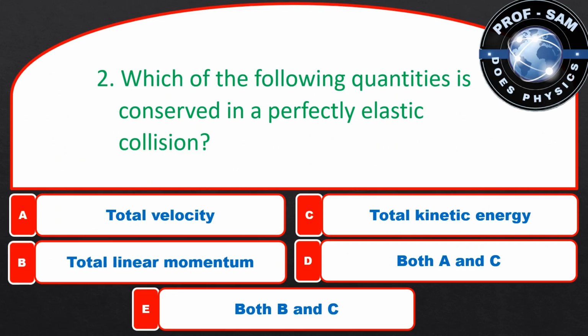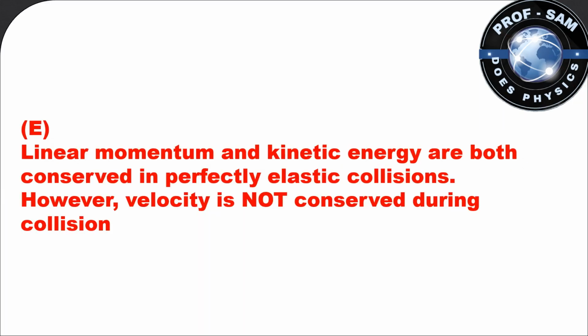Question 2 says, which of the following quantities is conserved in a perfectly elastic collision? So don't forget that during a perfectly elastic collision, both the linear momentum and the kinetic energy are conserved, but the velocity is not conserved during collision.